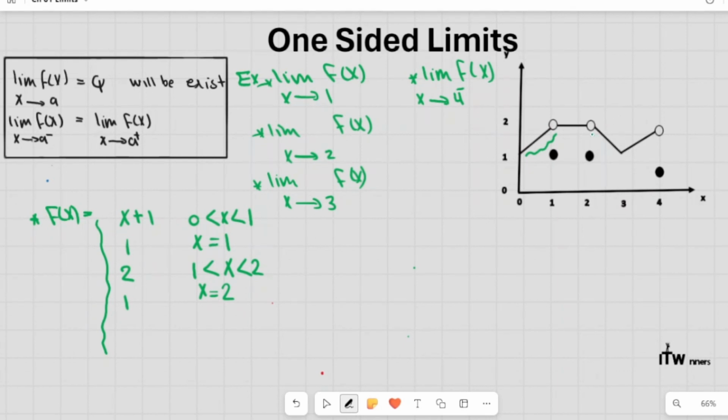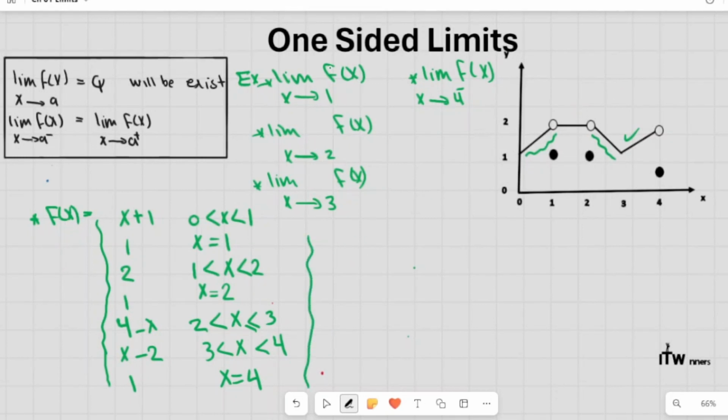Here in this part, f of x equals 4 minus x when x is between 2 and 3, and here at this part f of x equals x minus 2 from 3 to 4, and here equals 1 when x equals 4. Okay, so let's start with this one.